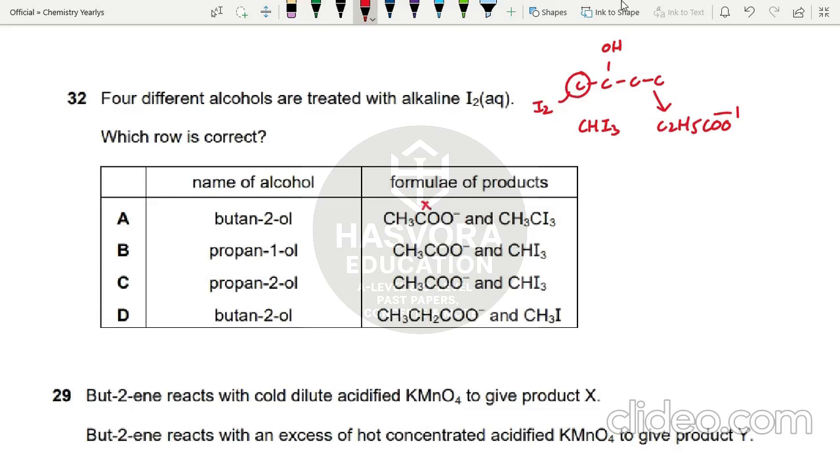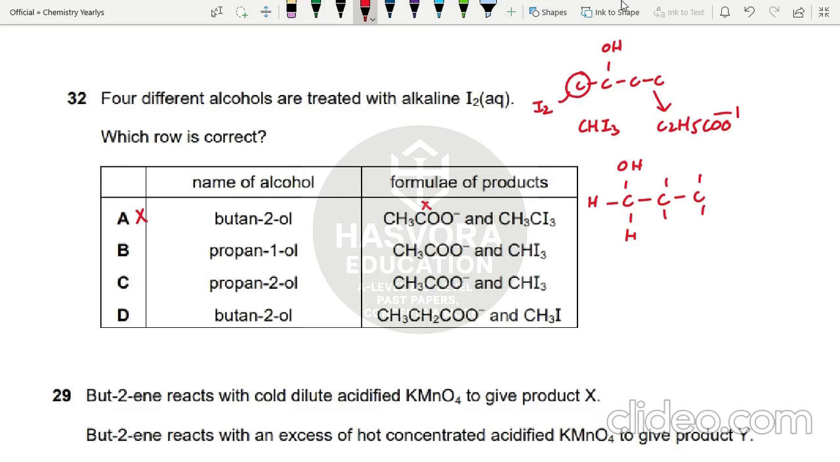And this CH3CI3, this is also incorrect. So A will be incorrect. Now let's see the B part. So it is propane-1-ol. So this will be the structure of propane-1-ol.